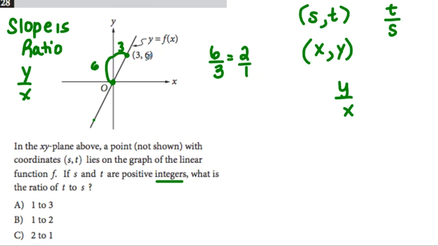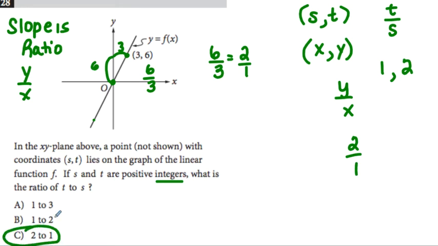So look, if my slope is 2 to 1 and this point itself is just 6 to 3, then any point on the line is going to have that same ratio, 2 to 1, or 1 to 2. Now they wanted t to s, okay? Y was 2, x was 1, so they want the ratio of 2 to 1, which would be C.